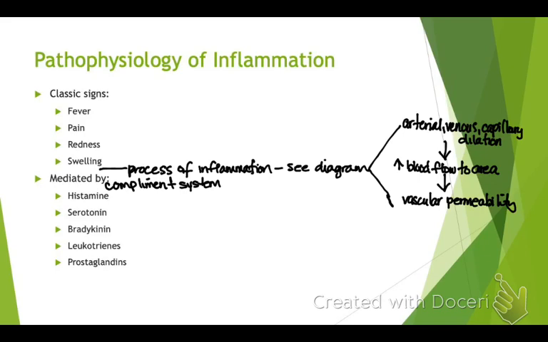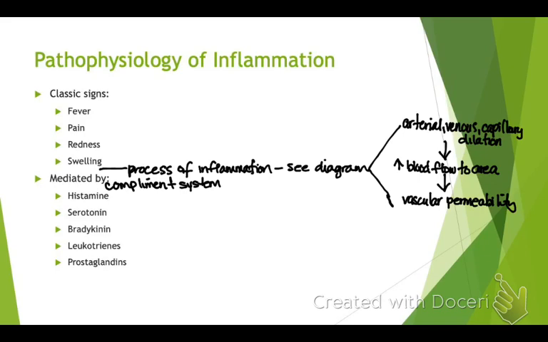We have a diagram that's available for you guys in my courses, and it really goes into detail describing the process of inflammation, which entails the arterial, venous, and capillary dilation, which then leads to increased blood flow to the specific area of inflammation. And then that leads to vascular permeability.